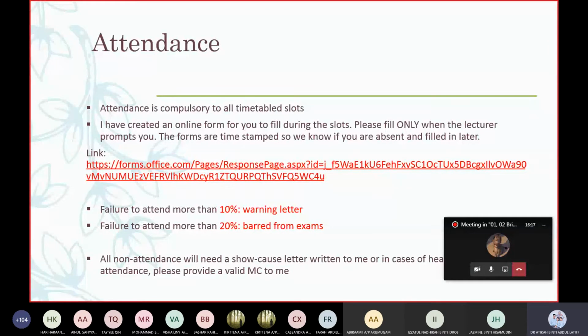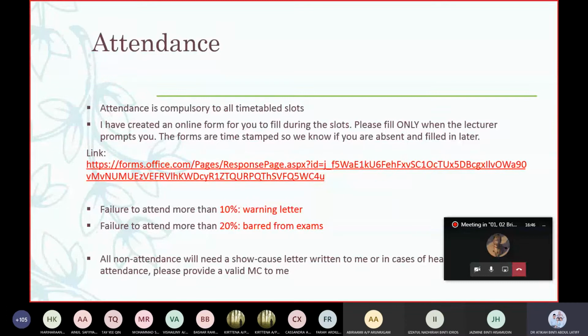So if you suddenly remember at night that you want to fill in the form, we will know, because it will come out in our record that the time you filled in the form is later than the lecture time. So just keep in mind that we will take attendance at any point of time during the lectures.